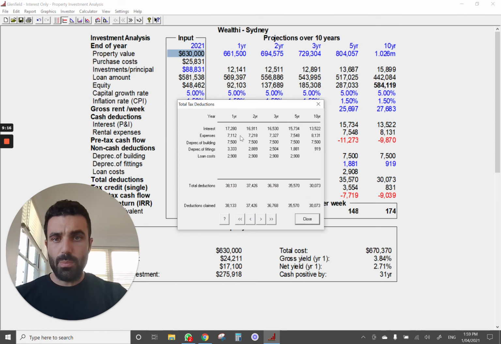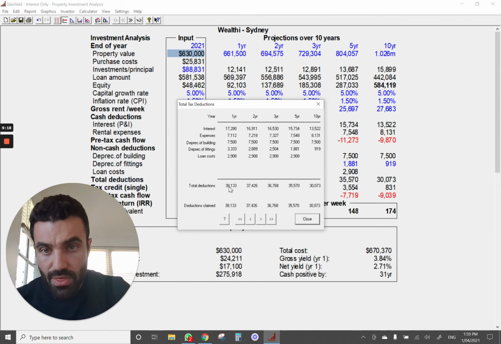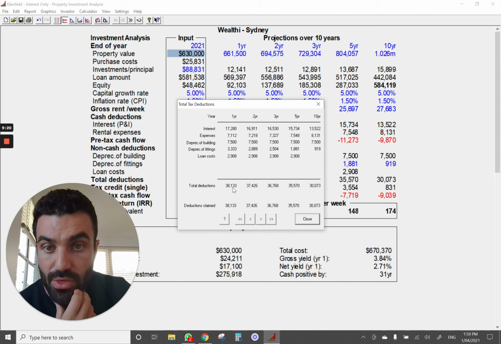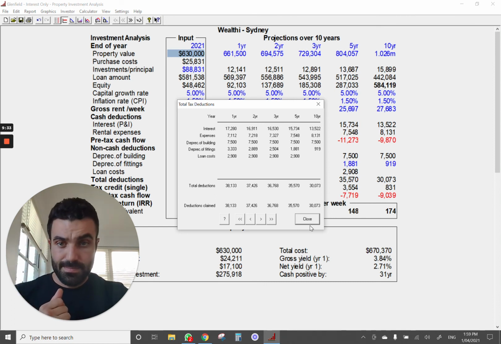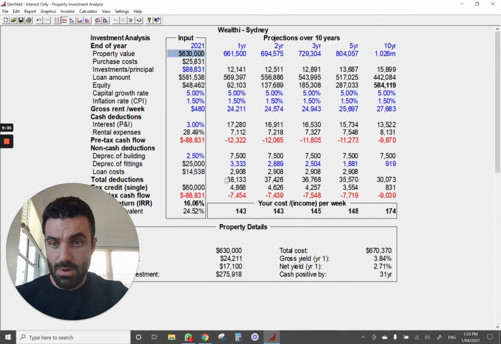So for running this property, you effectively have $38,133 in deductions. Interest is a tax deduction. All your expenses are tax deductions. The fixtures and fittings and the building are all tax deductions, and so is the loan costs. Now, this is all going to start making sense in a moment.